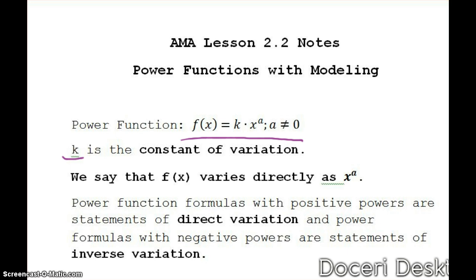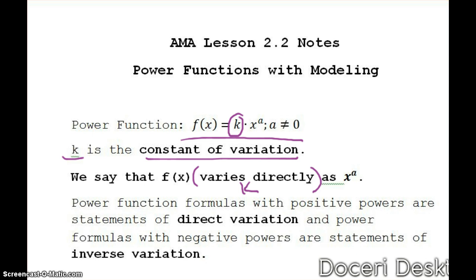Here, k is the constant of variation. And when we read this problem, we say that f of x varies directly as x to the a power. Whenever I read this part or I have a word problem and it says varies directly, that's where I'm going to put my k. And k being a constant, that just means that if I'm comparing two things, this is the constant relationship as they change, the ratio of them.